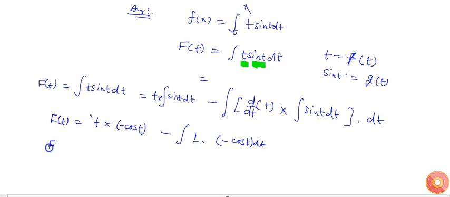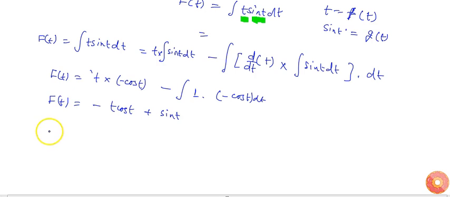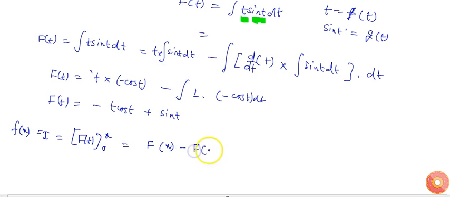So I'll get f(t) equals minus t cos t plus, the integration of cos t is sin t, so I'll get sin t. So this is f(t), and I know that the integration I equals f(t) with lower limit 0 and upper limit x, which is f(x) minus f(0).